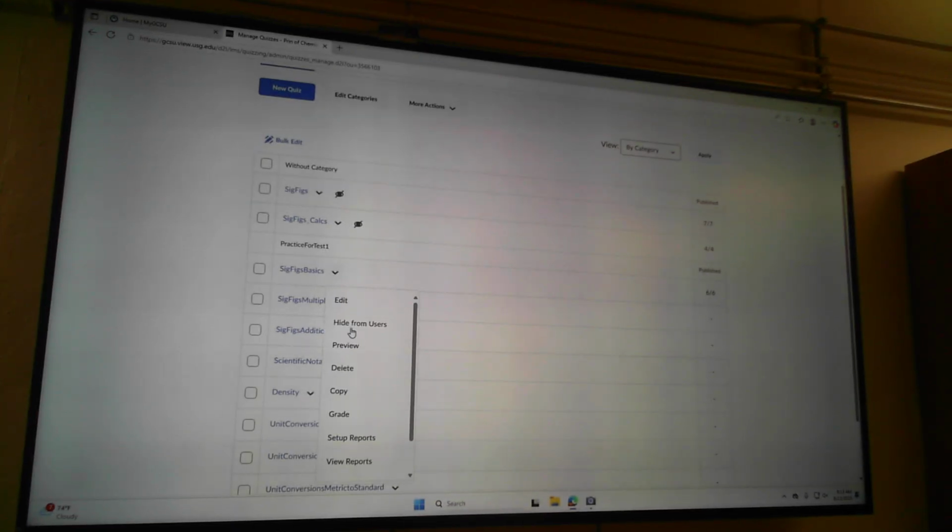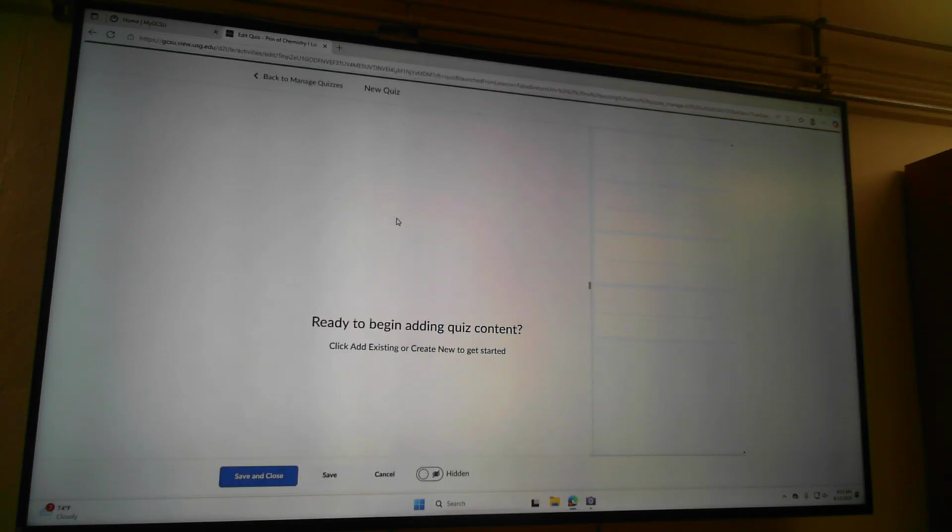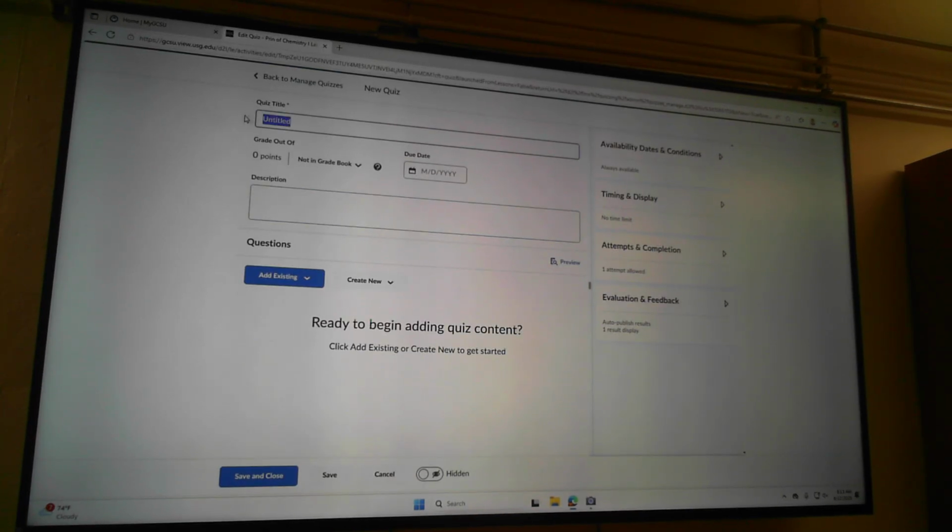You guys looking at that? Sig figs basically. I want to make a different one. Hide this one. Yeah, those 20 that we just did. I'm just going to put those in there so you have something.